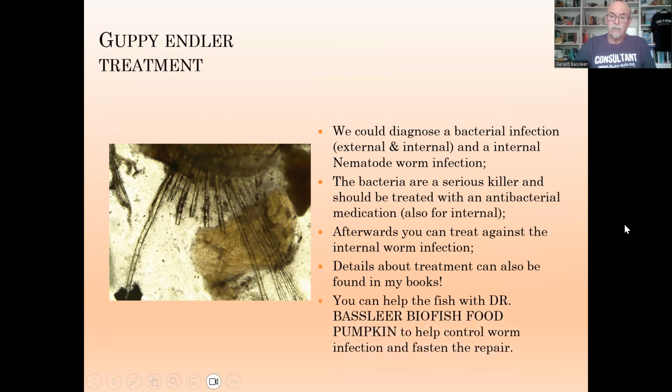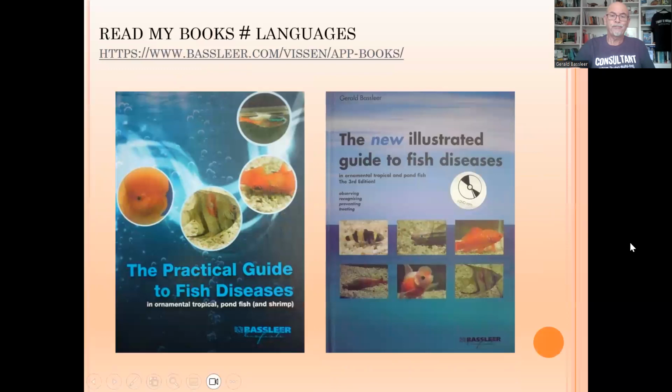And at the same time, I recommend to use a good functional food. And in this case, I would recommend BASSLEER BIOFISH FOOD PUMPKIN, because the pumpkin helps to control a worm infection and makes it possible that the fish is much quicker repaired.